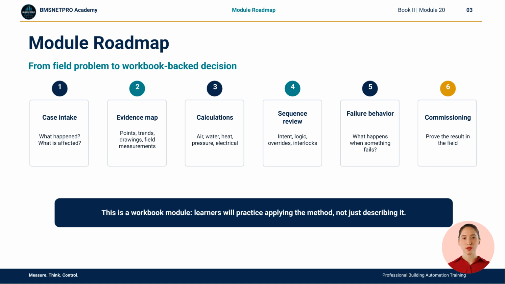Then we review the sequence. Does the logic match the design intent? Are overrides or reset strategies hiding the problem? After that, we test failure behavior and commissioning verification. The learner will use this same method across multiple cases. The goal is to create a professional habit. Do not jump from symptom to set point change. Build the evidence trail first.